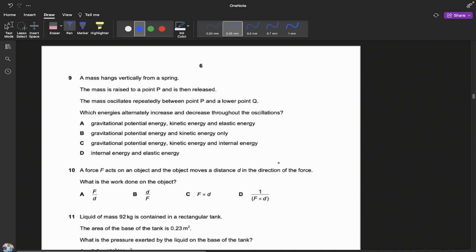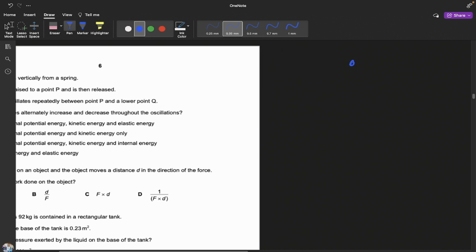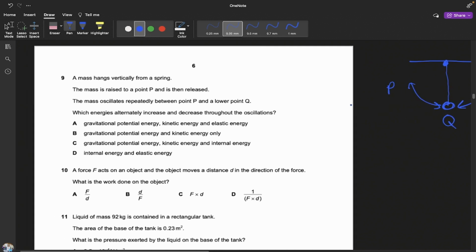Ninth one. A mass hangs vertically from a spring. The mass is raised to a point P and then released. The mass oscillates repeatedly from point P to a lower point Q. So let's assume this is the ceiling. The lowest point is Q, and the highest point is P. So it's moving like this, like a pendulum. Which energy alternately decreases and increases throughout the oscillation? It's obviously gravitational potential energy, kinetic energy, and elastic energy.